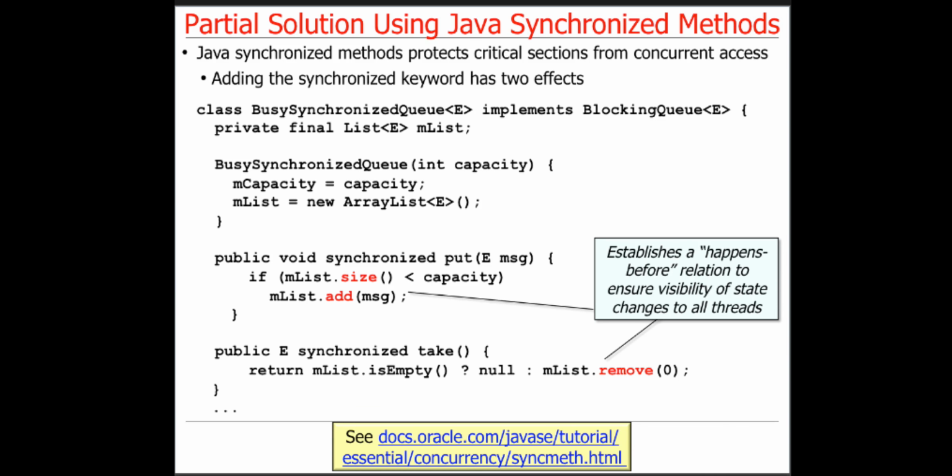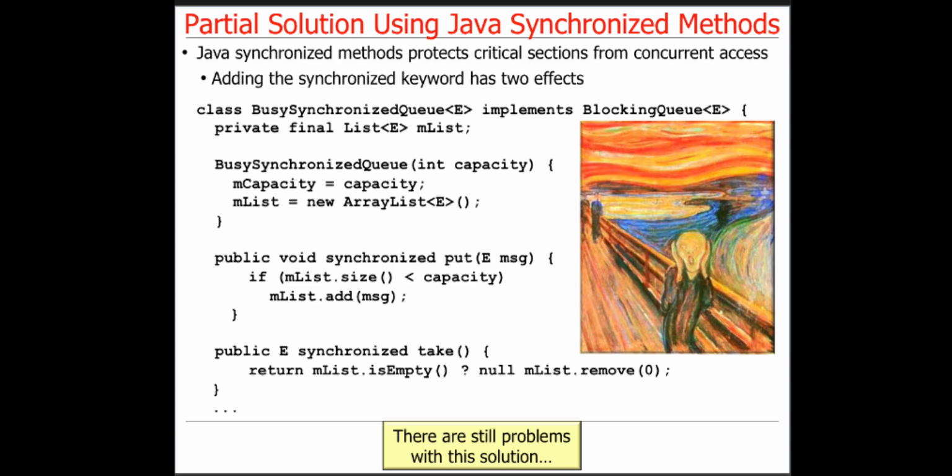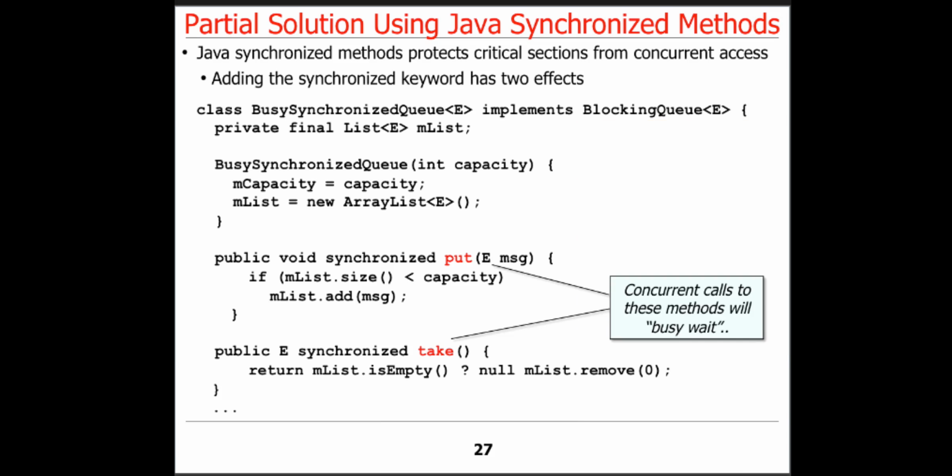There's a really nice article here that talks about synchronized methods and explains in nice, concise details what we just talked about. Now, this will give us mutual exclusion, but there's still big problems with this particular solution. And the problem is that if you have multiple threads calling these methods, they will not be corrupted, but they will end up busy waiting. Because if the queue is empty or full, either it's empty or it's at its capacity, then it'll go ahead and just keep returning and busy wait.